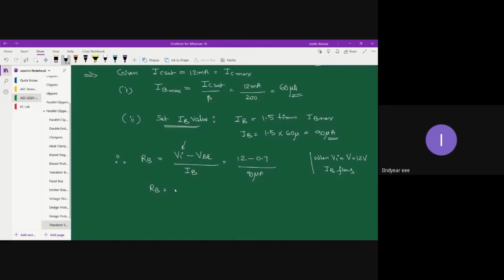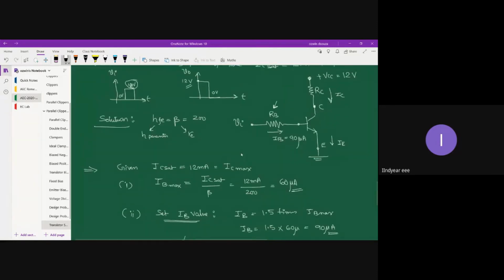How much will you get? Approximately 125.55 kilo ohm. So that's your base resistance value. That means if you connect a resistance of 125.55 kilo ohm, you will be able to maintain a very good base current that will help you in achieving proper transistor switching operation. So RB is determined as 125.55 kilo ohm. Let's substitute it in the circuit diagram. 125.55 kilo ohm. Done.